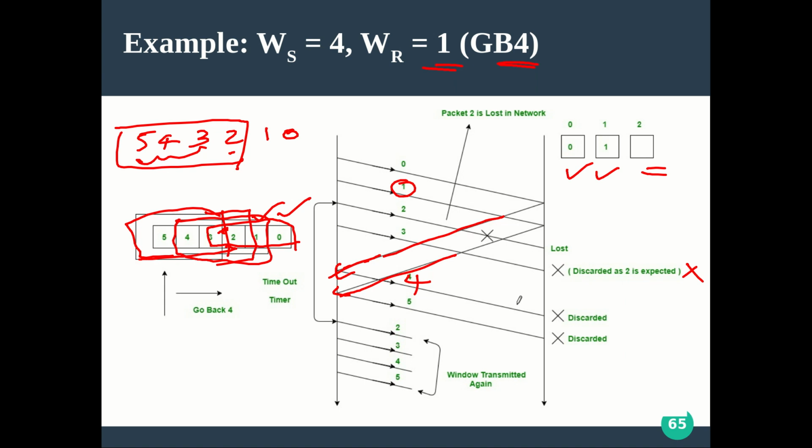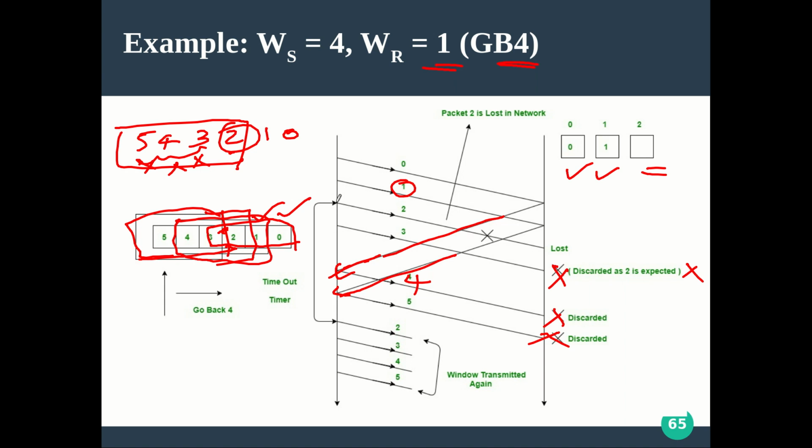So that is a scenario, but unfortunately the receiver window is just 1, so it will discard 3, 4 and 5. All those things will be discarded at the receiver side because this 2 is lost, right? So what will happen naturally after this? This is the current window, so the window will not slide further because the sender window is only 4. And then those 4 were sent.